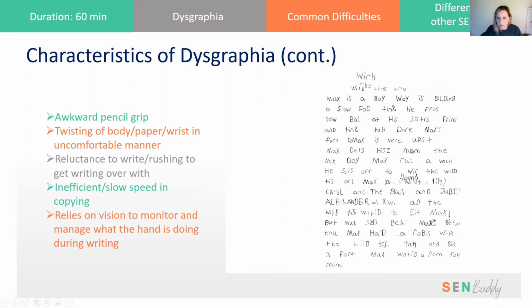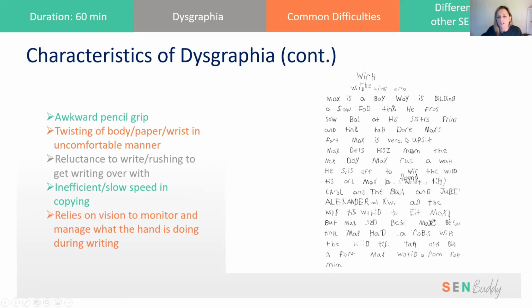On the right-hand side here, I've got various samples of what a piece of writing with dysgraphia will look like. And obviously, what you don't know is the age of this pupil. This is an older pupil in Key Stage 3, and you would read this and think, oh, it's either massive dyslexia or low IQ. But actually, the child does not have dyslexia. They didn't have a low IQ.